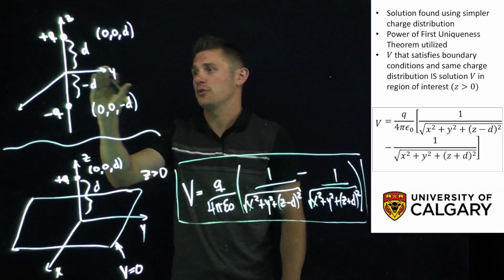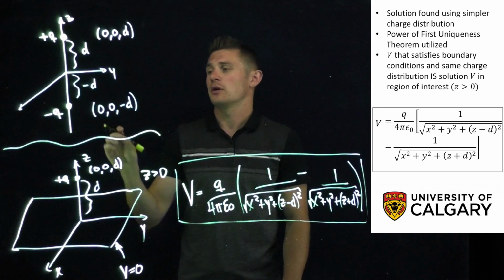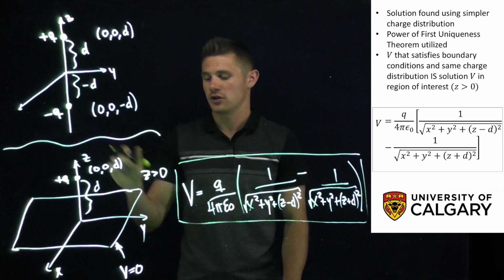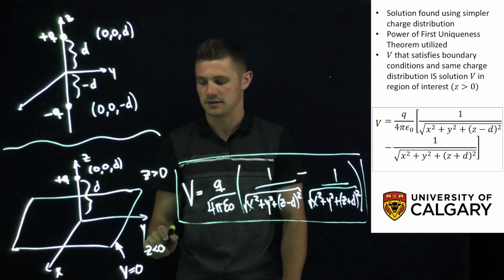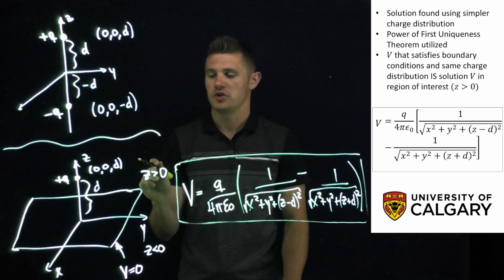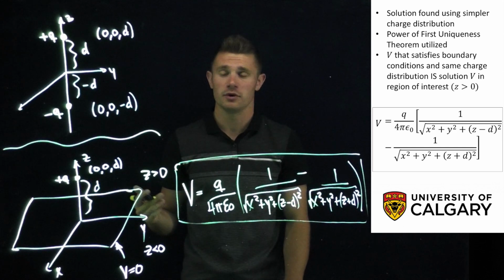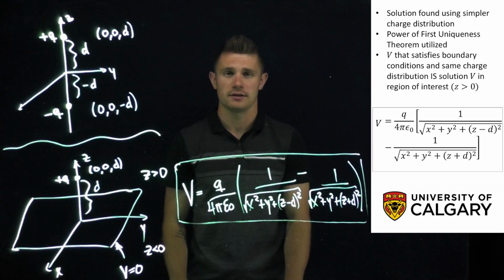We don't really care about the region below the plane, because that wasn't what the initial problem was set up to be. So in that case, we don't have to worry about the charge distribution for z less than 0, because of course in this case it will be different. Because we only care about the region z greater than 0, this is the potential produced by a positive charge q at distance d above an infinite conducting grounded plane.